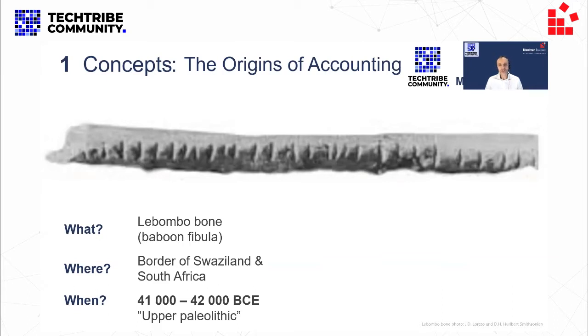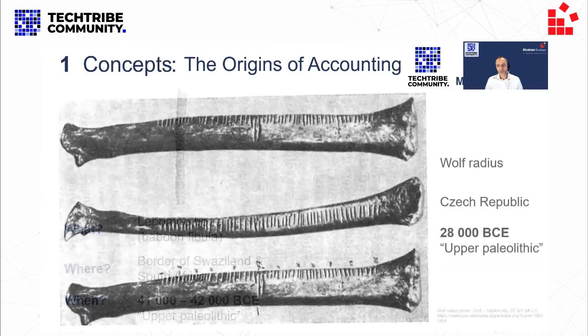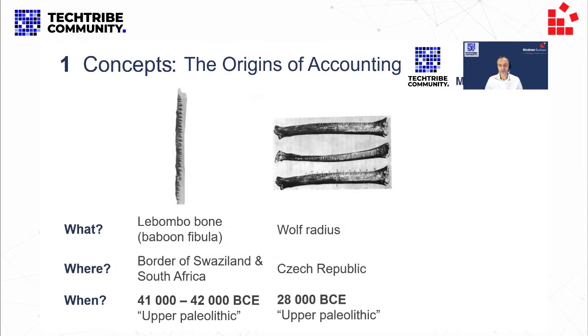So this is interesting because, as you probably know, we talk about the cradle of humankind, where the oldest hominids, sort of human evolutionary ancestors, were also discovered in Southern Africa, in fact in South Africa. So I guess we shouldn't be surprised that some of the oldest evidence of counting also comes from here. Then around 28,000 BCE, a bone from that time was discovered in the Czech Republic, and it's called the wolf radius, which had some counting marks on it.